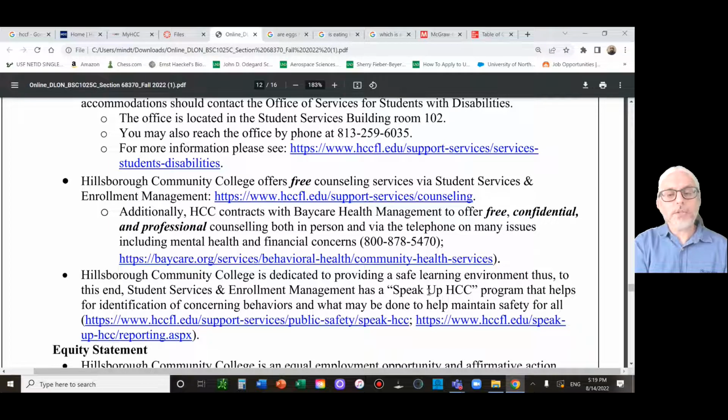And that connects to the next one, Speak Up HCC. If you hear anybody threatening themselves, their colleagues, you, the college, whatever it is, talk to us. Let us know what's going on. This is meant to get help for those students. Help before anything happens to them or anybody else, including the school.